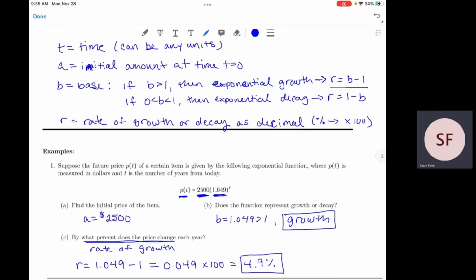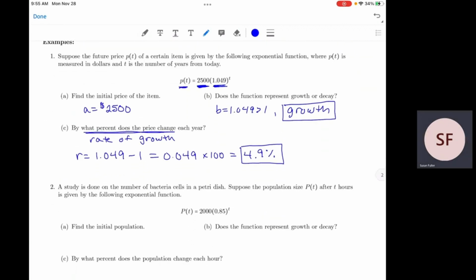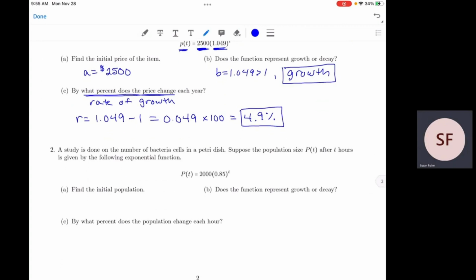Okay. And so here our time, instead of being measured in years, is actually measured in hours. So that'll tell you what your time is measured in. A study is done on the number of bacteria cells. P of t is our population size, and it's given by 2000 times 0.85 to the t power. So this is our A value, which is our starting value. That's how many bacteria there were at the very beginning. And then our base is 0.85.